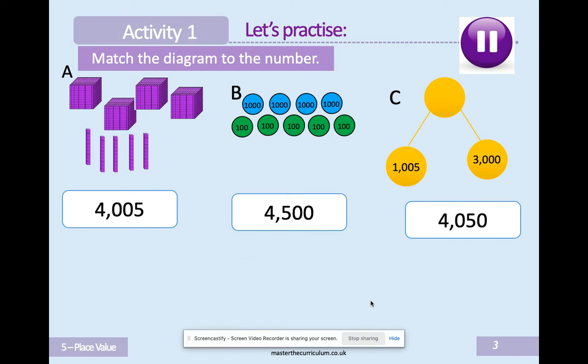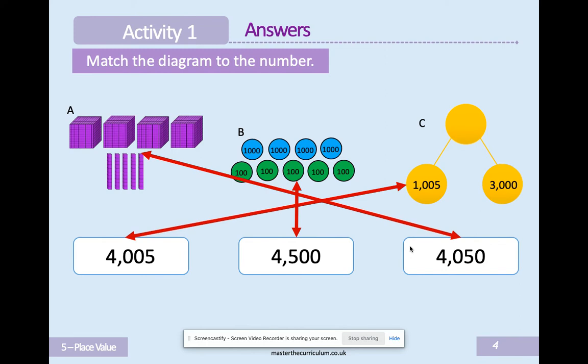Let's practice what we've learned so far. On your piece of paper, write down the letters A, B, and C and match it with the correct value. The values underneath are obviously not the correct one for the picture you have to match. Pause the video and count very carefully. Let's see how you've done. Here are the answers. Well done. Thumbs up if you had them all correct.